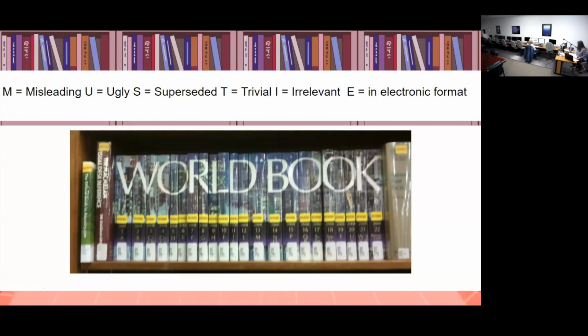So in the chat, put if you would think this World Book Collection would be misleading, ugly, superseded, is it trivial, irrelevant, or is it in electronic format? And you can put as many letters as fit. So we do have an E from Erin. Absolutely, our encyclopedias are electronic now. Lori has all the letters but U, because they're not ugly, they're gorgeous.